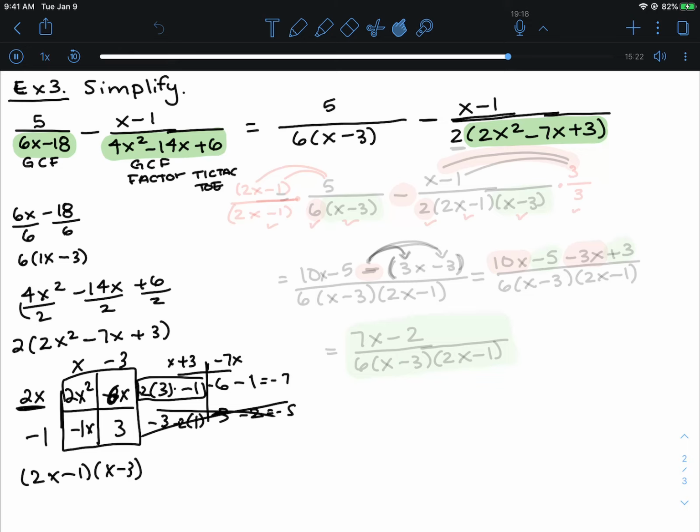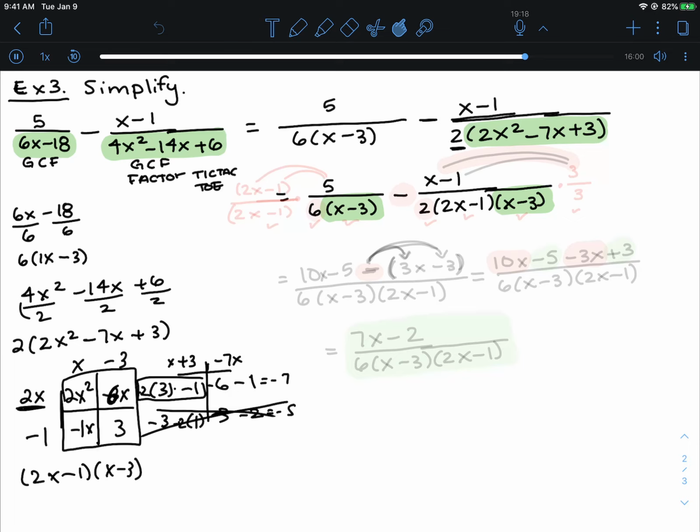So I'm going to go ahead and rewrite my fraction again to replace that. So I'm going to get 5 divided by 6 times x minus 3, minus x minus 1 divided by 2, parentheses, 2x minus 1, x minus 3. Okay, because this 2 right here does not disappear. It's still there. Okay, so if I notice here, what do they have in common? The x minus 3 and the x minus 3. So that means that the first fraction needs to be multiplied by a 2x minus 1 because it does not have a 2x minus 1.